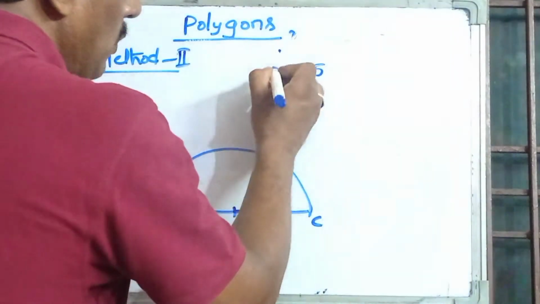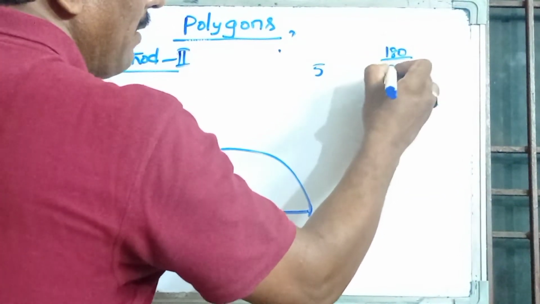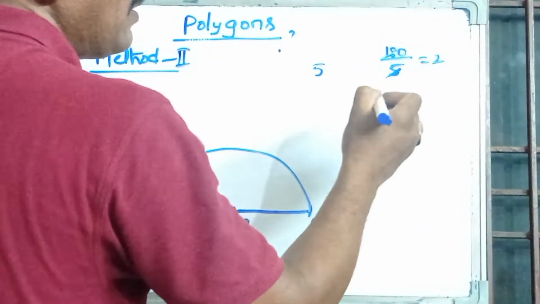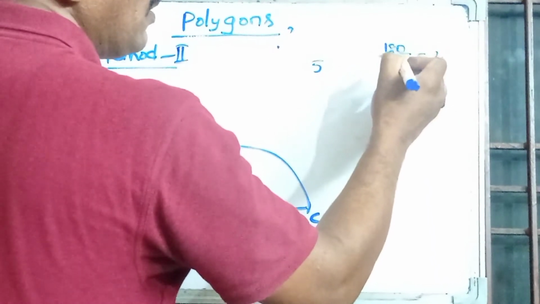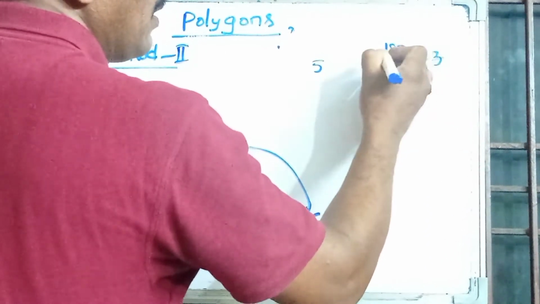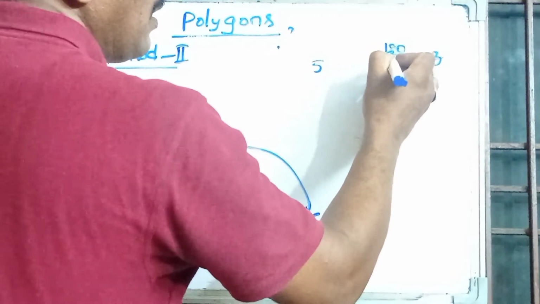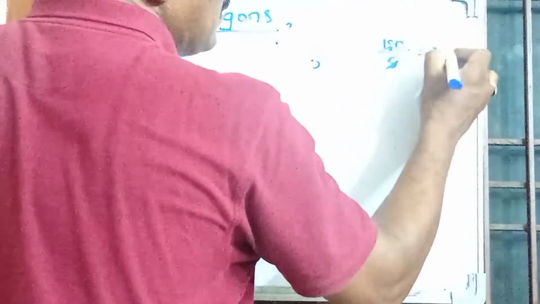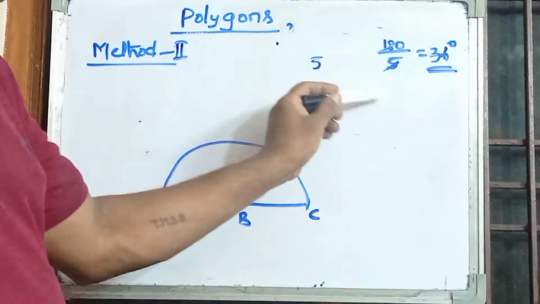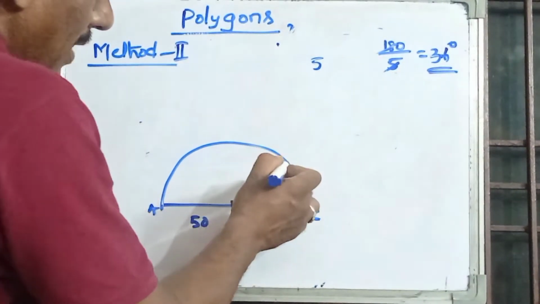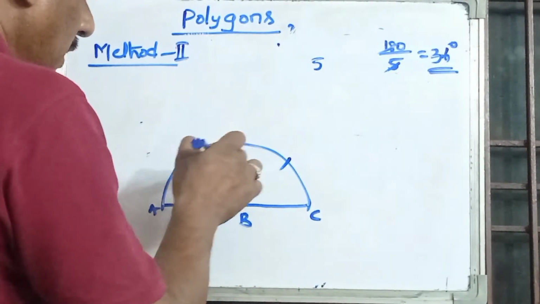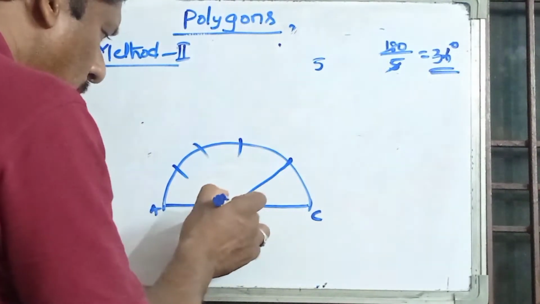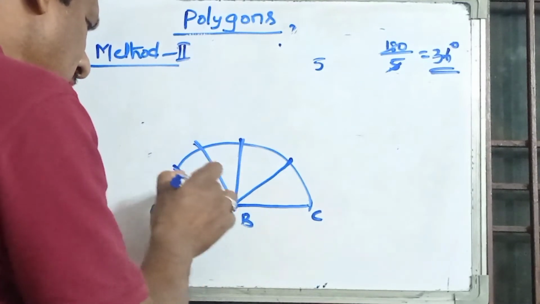So this is 180 degrees, we know, a semicircle. So 180 divided by 5. How much will you get? 36 degrees. Okay. So 180 divided by 5, 36 degrees you will get. So you will divide into equal parts from here, 36 degrees, 72 degrees, from here 36, 72. So you will get 5 equal parts. So join all the points to this center point, the node point, this is B.